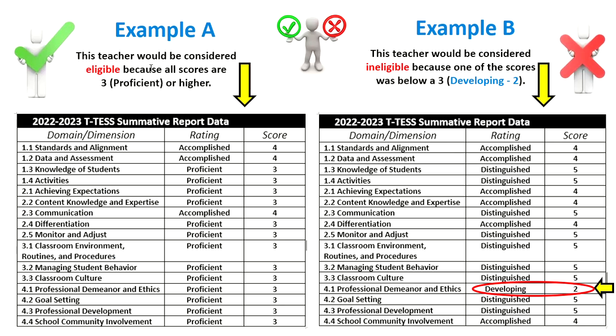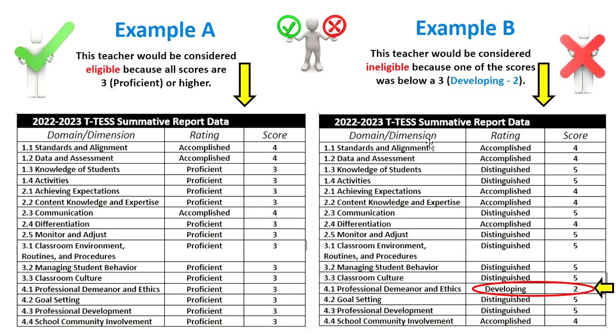Here we have example A. Looking at all of these ratings and scores, we see that every score is at a 3 or higher. So this teacher is an example of someone who would be eligible to proceed with the TIA designation on the T-TESS side. Example B. Looking at the ratings, we see one of them is developing, or a score of a 2.